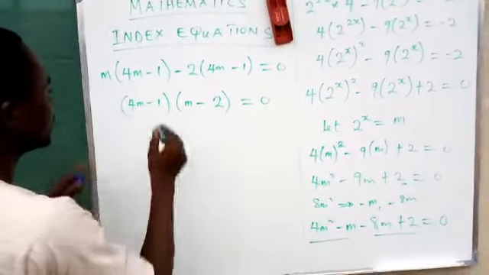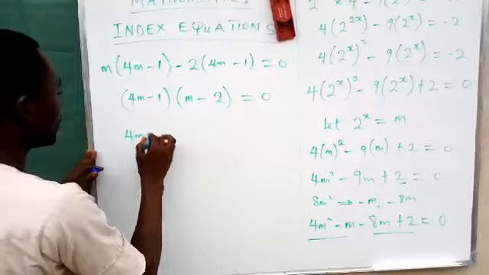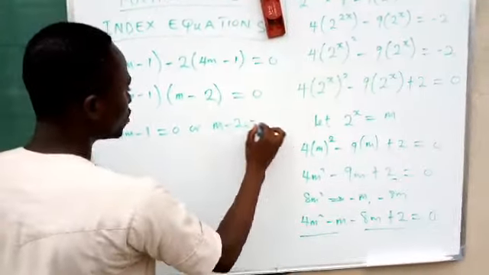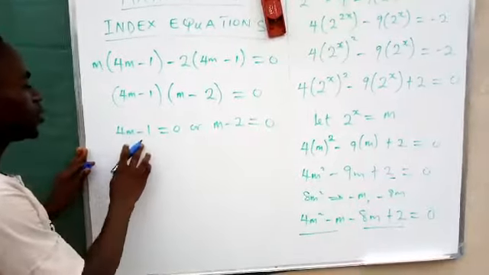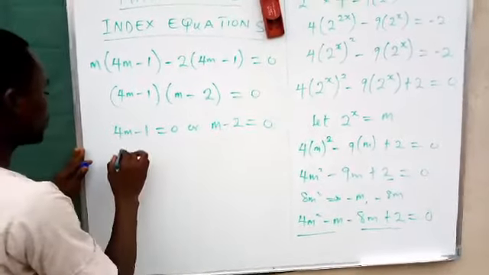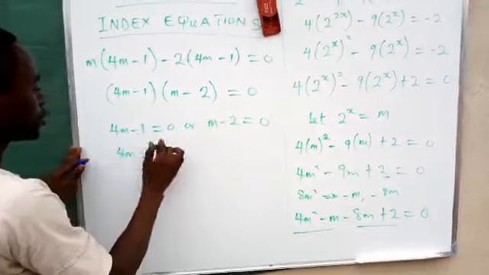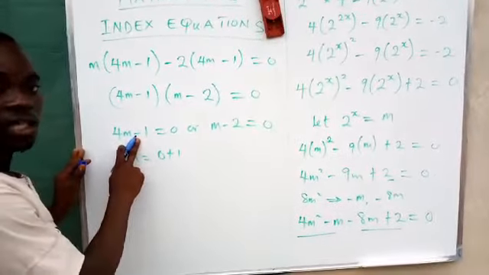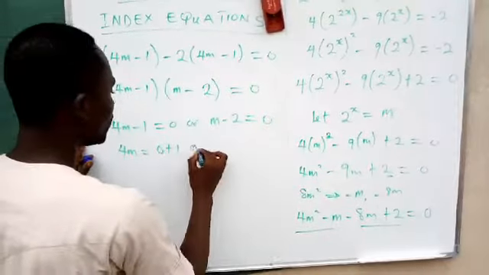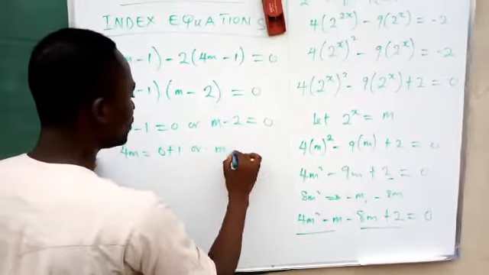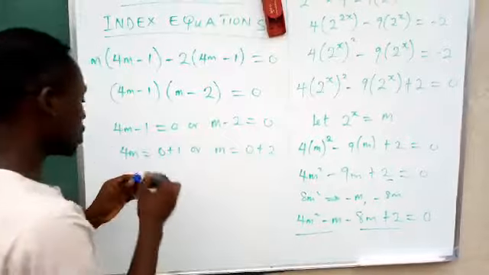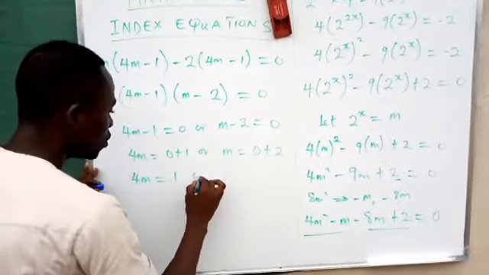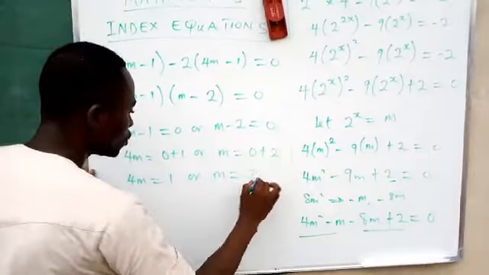So it means that 4m minus 1 is equal to 0, or m minus 2 is equal to 0. So for 4m minus 1 equal to 0, we are going to have our 4m to be equal to 0 plus 1, because this 1 was initially negative on the left hand side. Or for the second possibility, you have m to be equal to 0 plus 2. So we have 4m to be equal to 1, or m to be equal to 2.